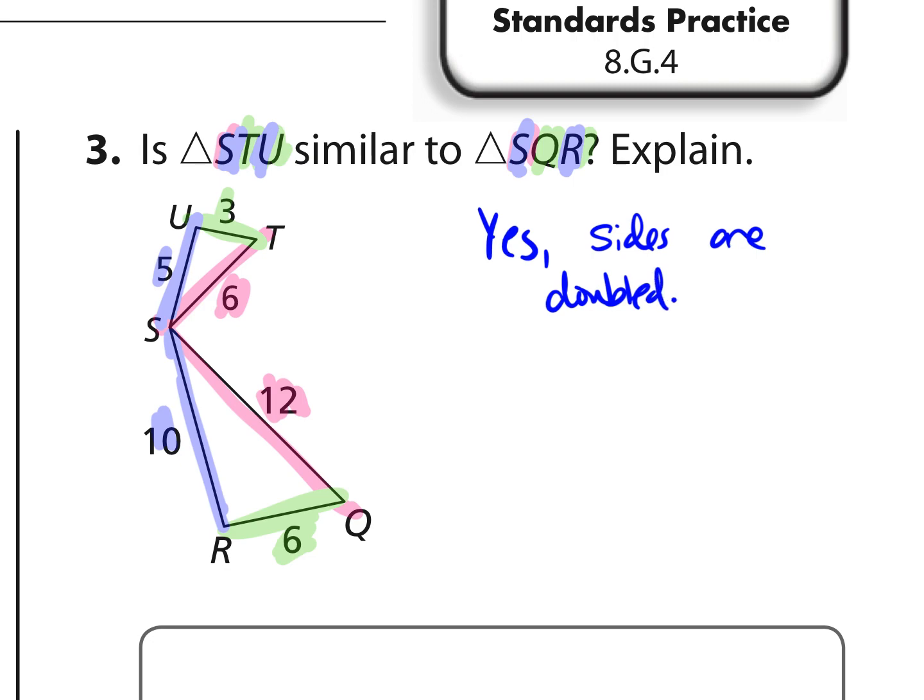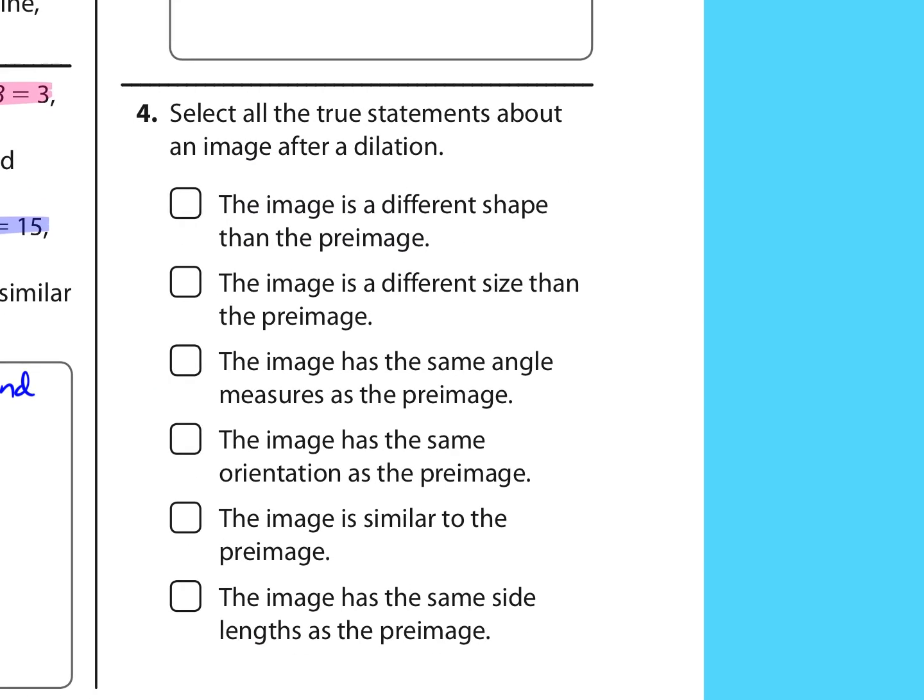On our last problem, number 4, select all true statements about an image after a dilation. Well, the first says the image is a different shape. That's not true. The shape stays the same. The second says they're a different size. That is true. A dilation does change the size. The third says they have the same angle measures. That is true. The shape stays the same.